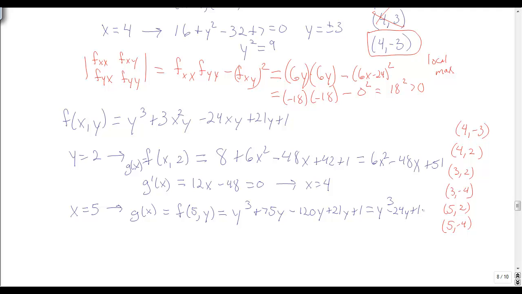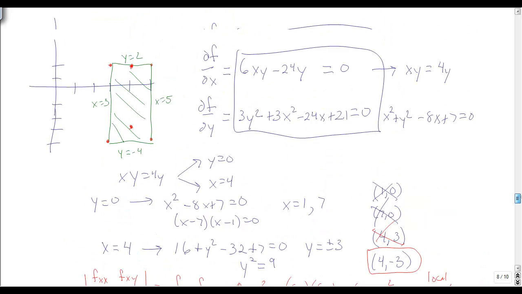We want to set g prime of y equal to 0. I had a typo here, or maybe a thinko. That shouldn't be g of x, it should be g of y. Y is our variable for this one. So g prime of y, which we want to set equal to 0, is 3y squared minus 24 equals 0. That will give me y squared equals 8, so y will be plus or minus square root 8. So x is 5, y is plus or minus square root 8.